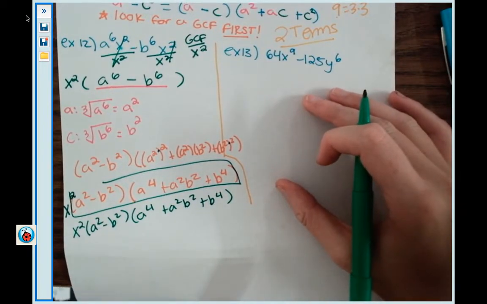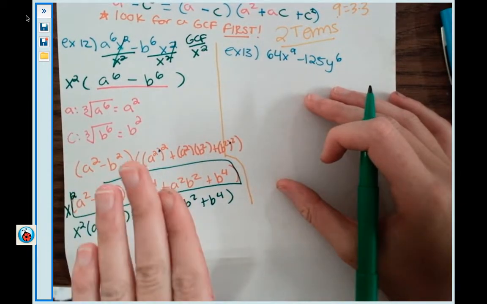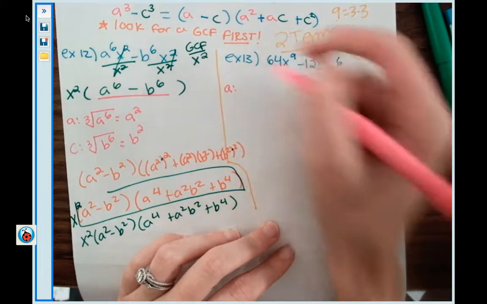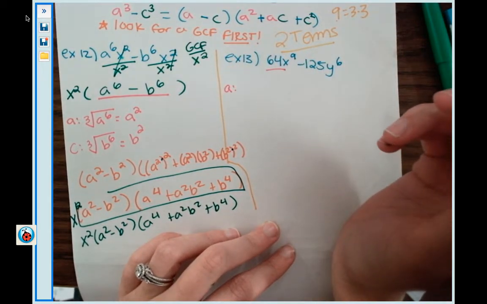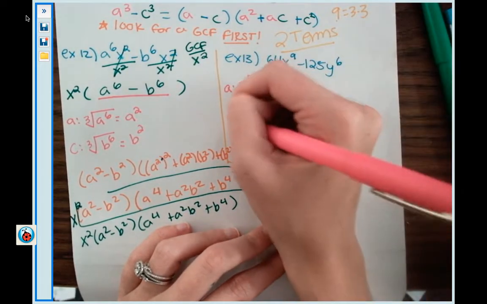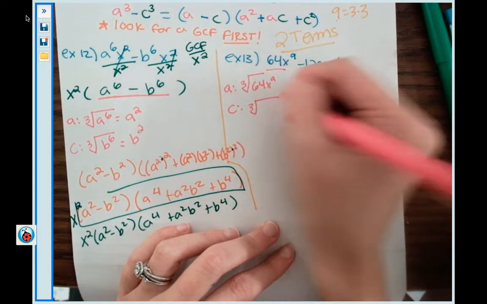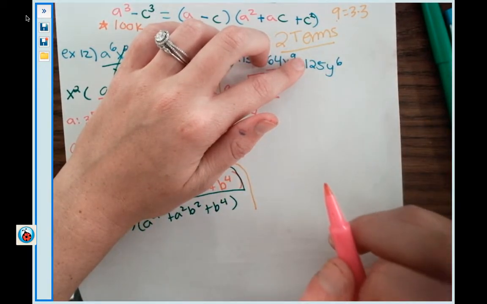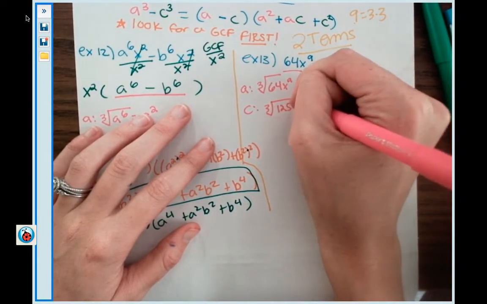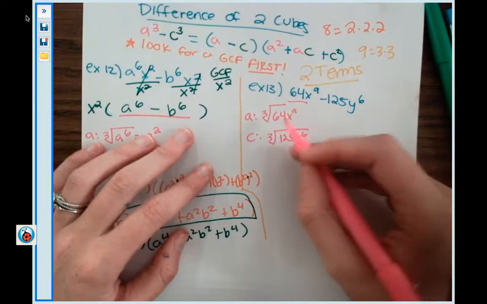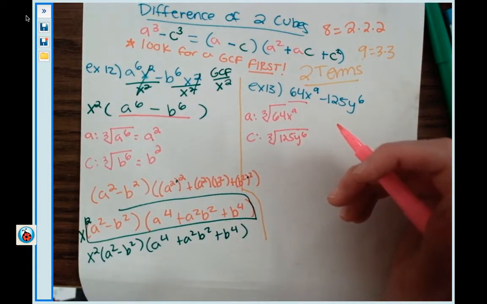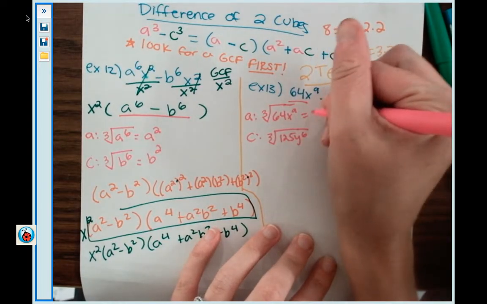Alright guys, so over here, again, there was no GCF. So now we're going to progress onto this phase, the A and the C. For the A, you're going to cube root the first term, which is 64x to the 9th. And then we're going to cube root the second piece, and just like with a difference of squares, we ignore the negative when we do this. So do not even look at the negative. So 125y to the 6th. The cube root of 64: I need something that multiplies by itself 3 times and gives me 64, which I know is 4.